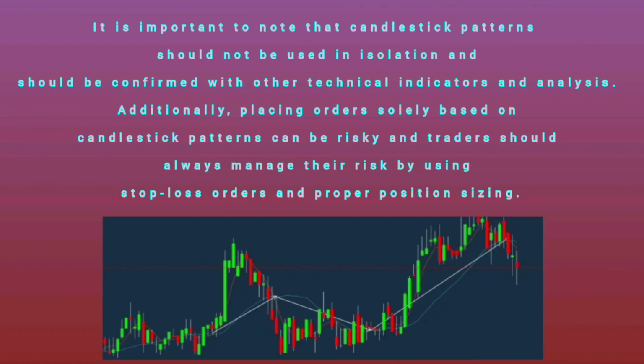It is important to note that candlestick patterns should not be used in isolation and should be confirmed with other technical indicators and analysis. Additionally, placing orders solely based on candlestick patterns can be risky, and traders should always manage their risk by using stop-loss orders and proper position sizing.